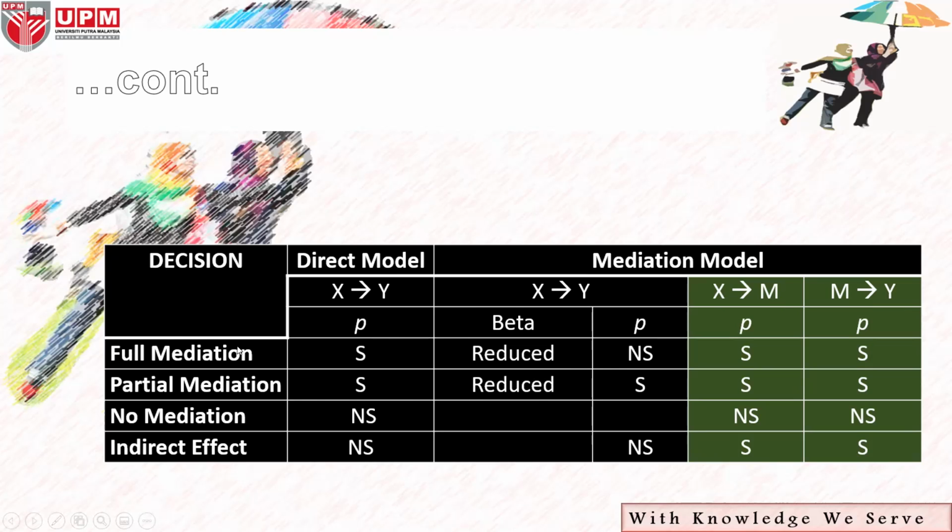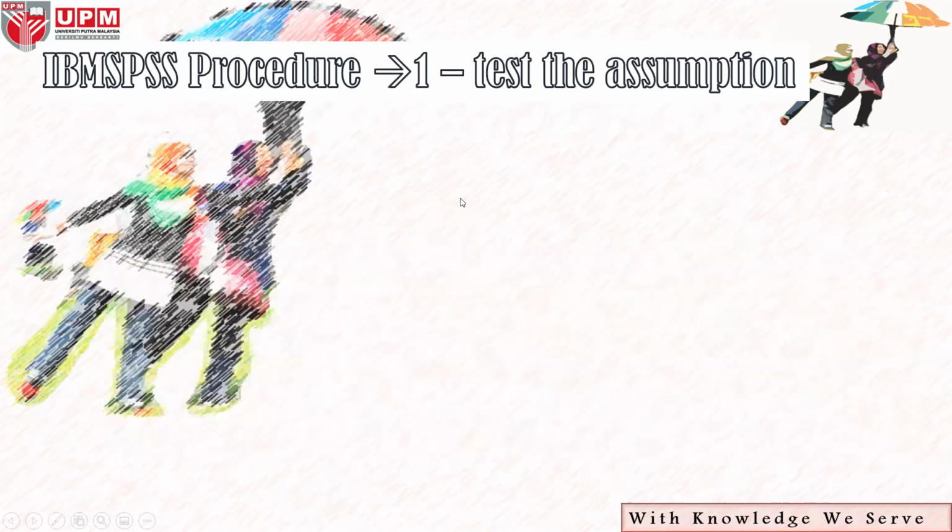Partial mediation. Okay, but if the direct model non-significant, and then for the mediation model ni, kita akan tengok ni dia akan ada 2 tendensi lah, sama ada no mediation or indirect effect. Indirect effect ni hanya X on M, M on Y yang signifikan. 2 ni sahaja yang signifikan, barulah dia akan jadi indirect effect. Okay, ni untuk Baron and Kenny.